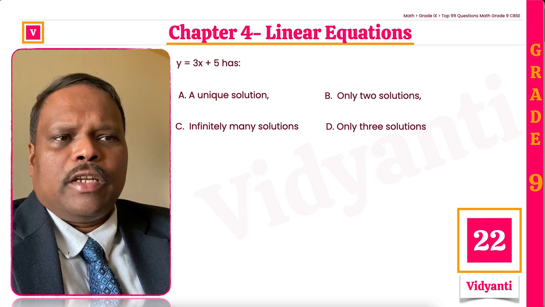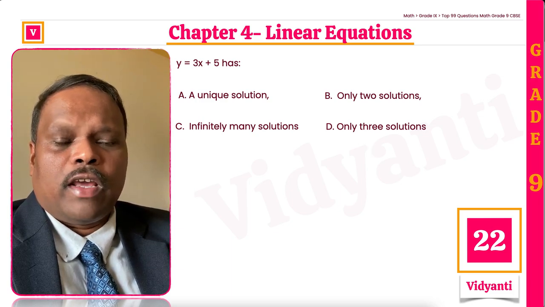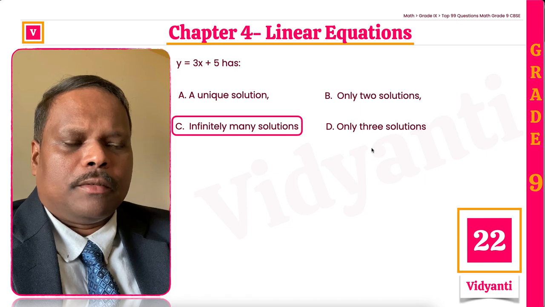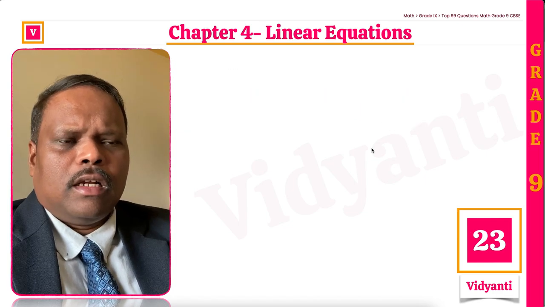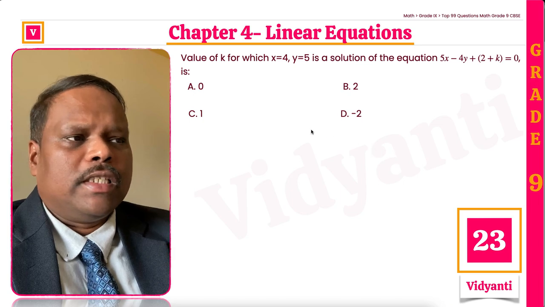y is equal to 3x plus 5 has: a unique solution, only 2 solutions, infinitely many solutions, or only 3 solutions. This I am going to go into a little bit more detail, but for that, okay, we will see that in a minute.